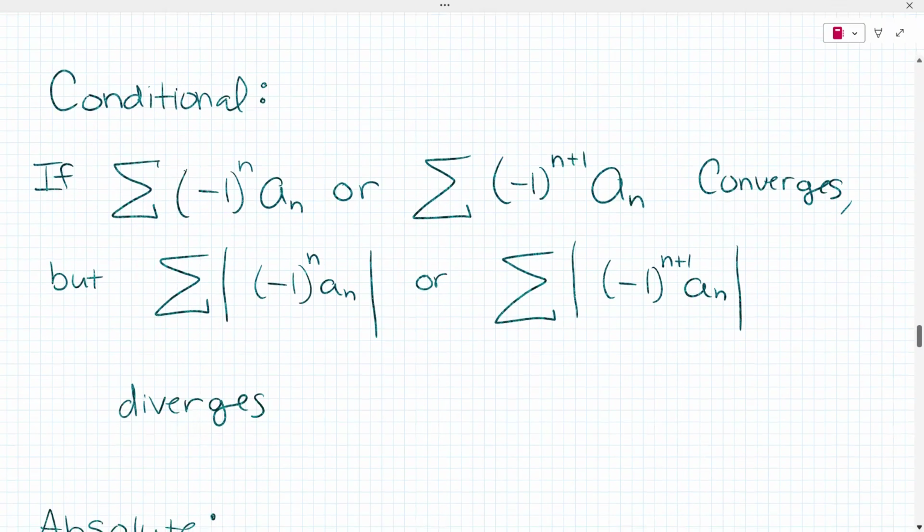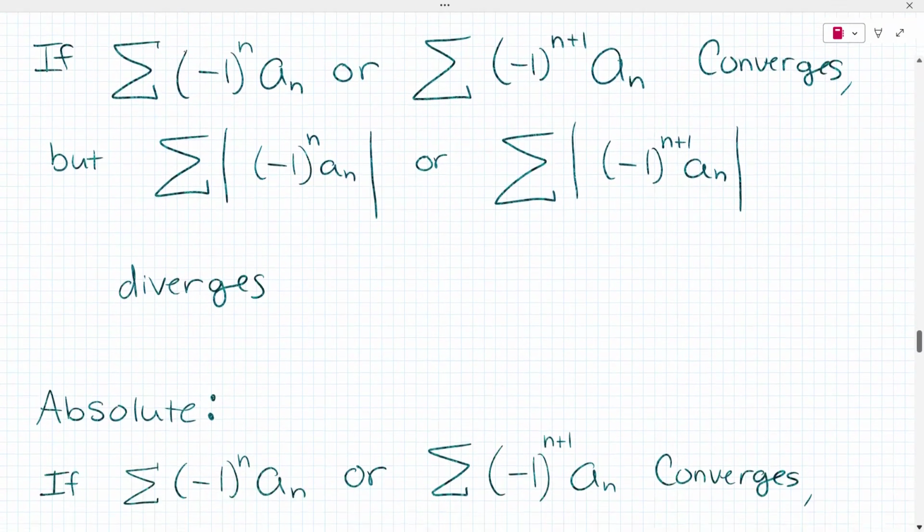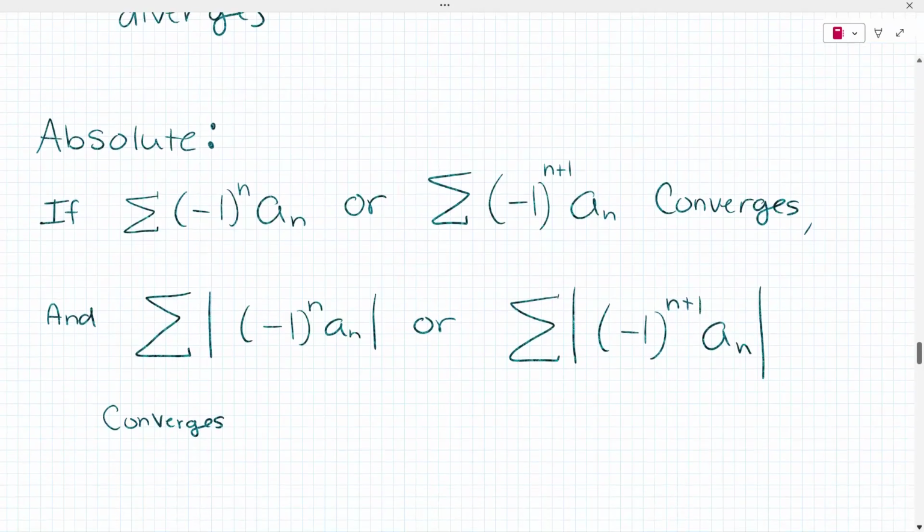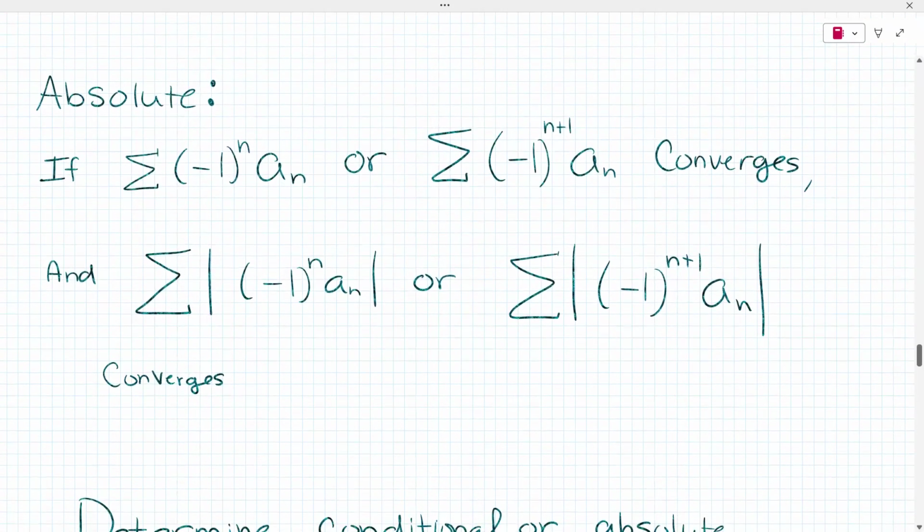So what does that mean? So absolute: if the summation of -1 raised to the n times a_n, or the summation of -1 raised to the n plus 1 times a_n, converges, and the summation of the absolute value of -1 raised to the n times a_n, or the summation of the absolute value of -1 raised to the n plus 1 times a_n, converges.